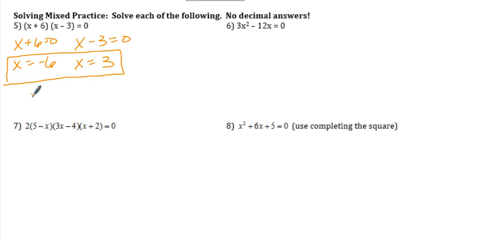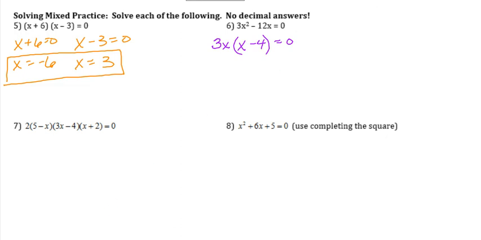Number 6, I think the best approach to this one is what? When we look at this, what do we think? What's our gut tell us to do on this? Well, I see a greatest common factor, and I was told let's take that out first. So let's go with our gut and take 3x out. What do we leave behind? X minus 4.